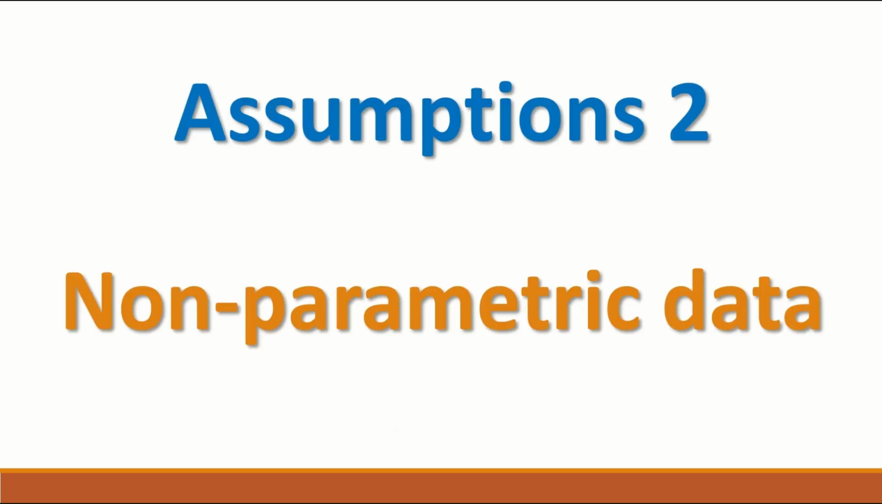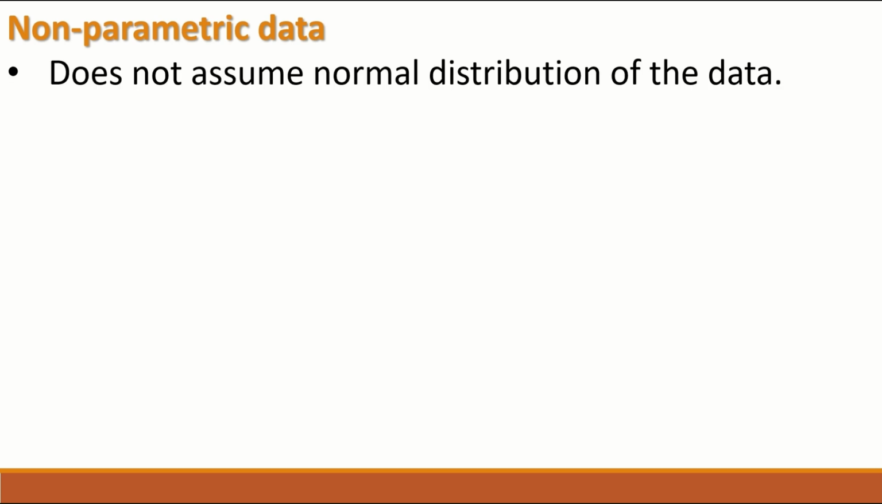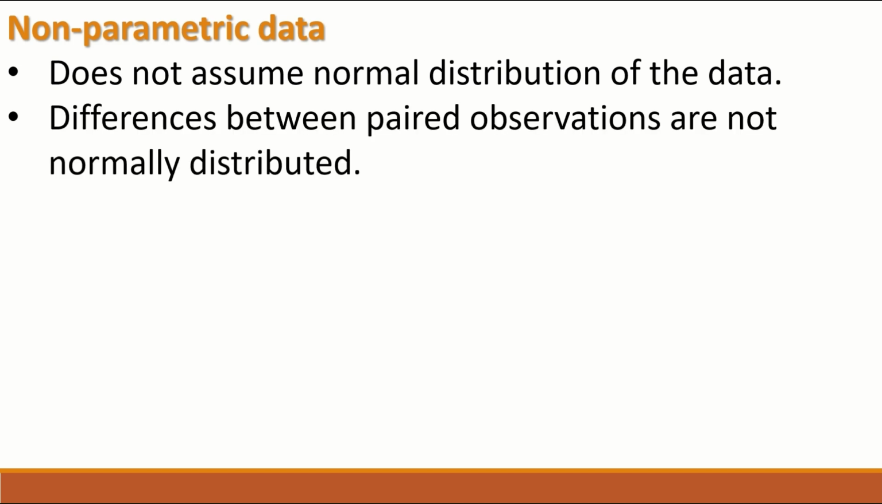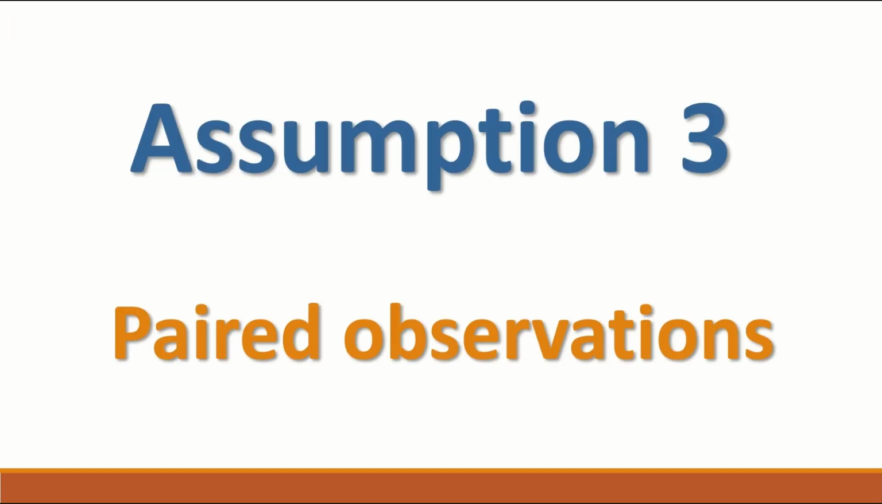The second assumption is that the data should be non-parametric. So if it is parametric data, then this test is not suitable, and that can lead to violation of the assumption for this test. So the data does not assume normal distribution. The differences between paired observations are not normally distributed.